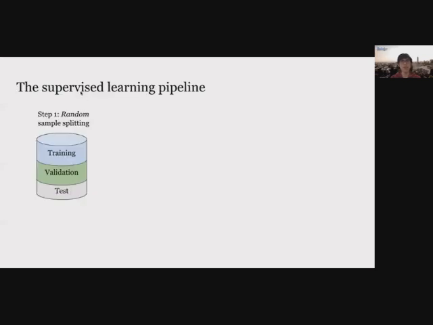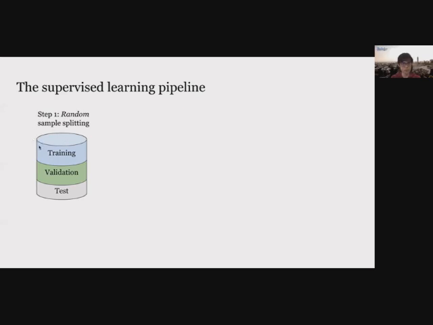Okay, so let's talk a little bit about the supervised learning pipeline that you learn in an introductory machine learning course. All right, so there are 4 steps. In the first step, we want to do data splitting, and we want to do random data splitting. So we run np.random.choice or something like that.